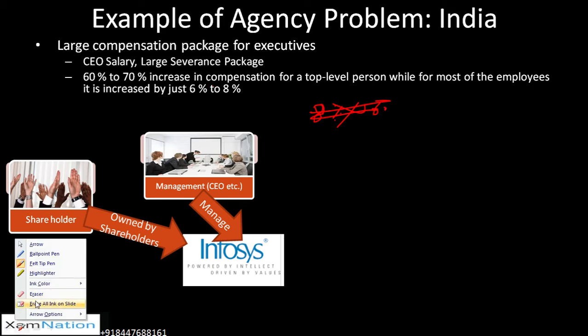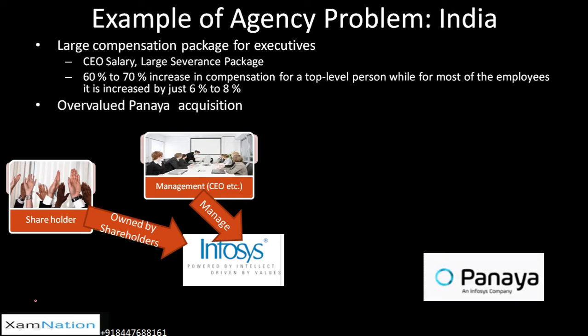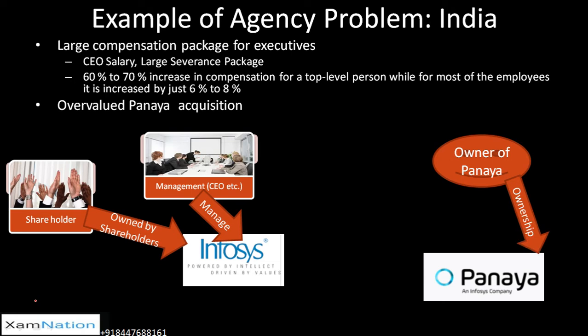Now there is another real example of agency conflict, again with the company Infosys. What happened? There is a company, Panaya, which is an Israel-based company. Infosys bought this company. The case is something like this: there is a person, the owner of Panaya, who is an Israeli. So Infosys will pay the money to this person, the owner of Panaya.